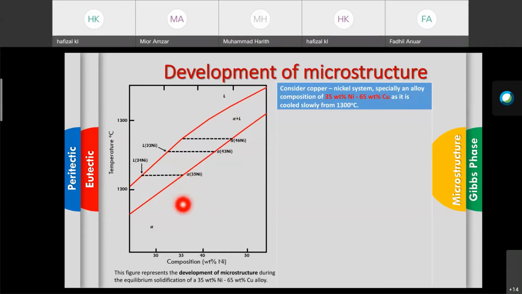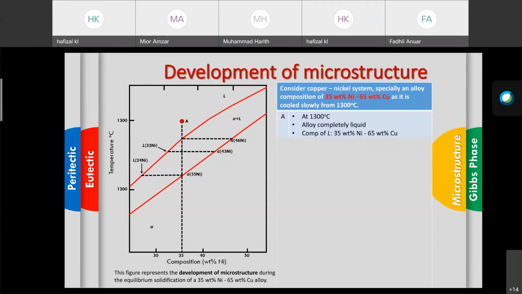Or we can see the line here, up to this point. What will happen in terms of the composition and also the microstructure, so that we can draw the microstructure at that point. In order to understand it, at point A we have 1300 degrees Celsius, and from there we can see this is the area of the liquid phase. So we can say that this area is a liquid alloy.